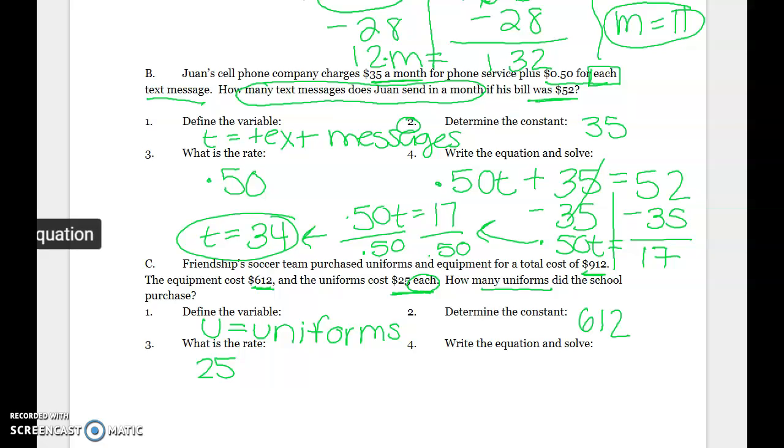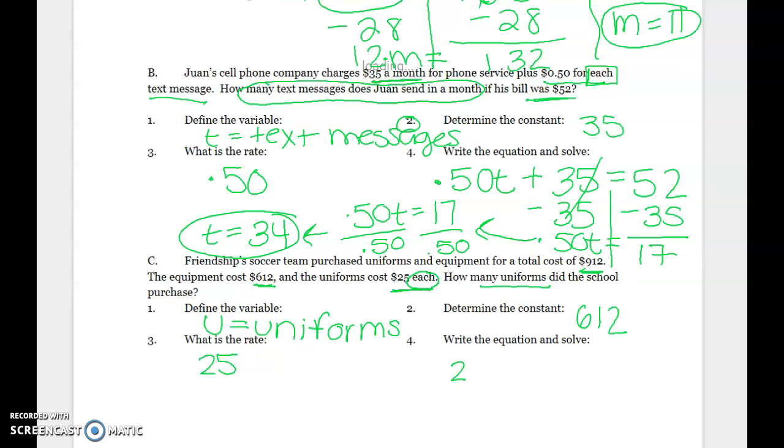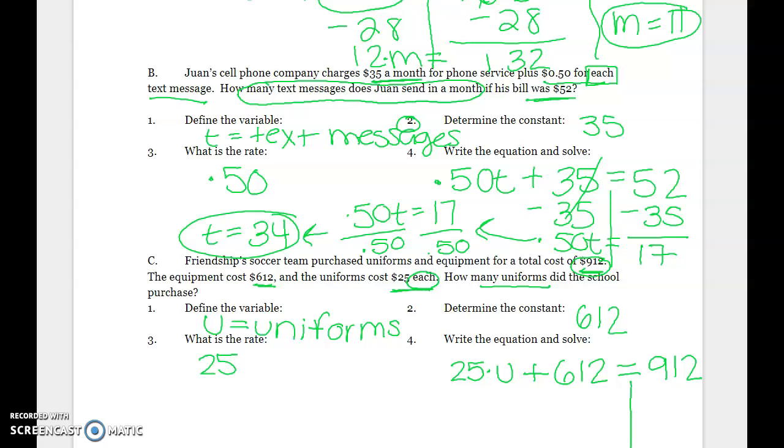Okay, so now I'm going to write my equation. So my rate's 25. So I'm just going to write 25, and I pay that per uniform. So to figure out how much I'm paying for my uniform cost, I would take 25 because that's how much I pay per uniform, and then I'm going to multiply that by the number of uniforms that I buy. Okay, but that's not all that I bought. I also bought, so plus $612 worth of equipment. And when I did that, the school paid $912 total.